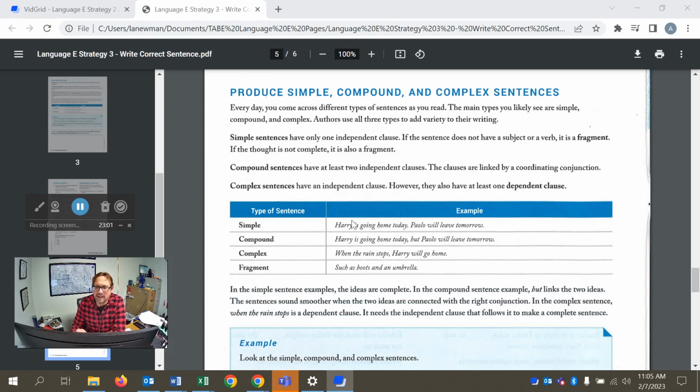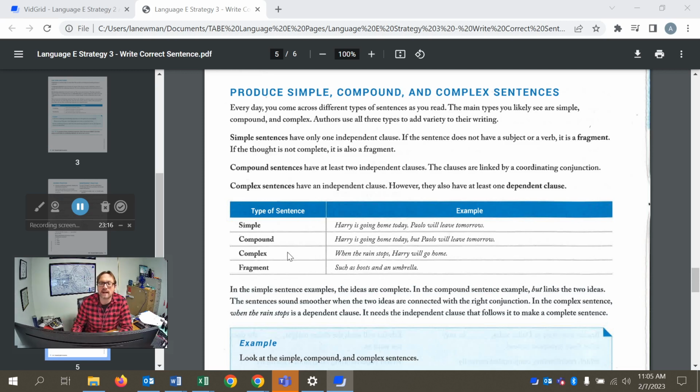So we have 2 complete sentences. Both of them are simple. One subject, one verb. We could have 1 subject and 2 verbs. We could have 2 subjects and 1 verb. Either way, it's a simple sentence.